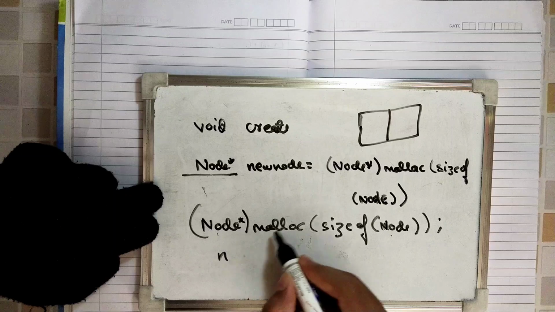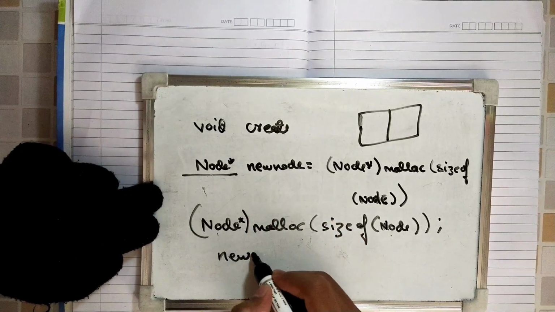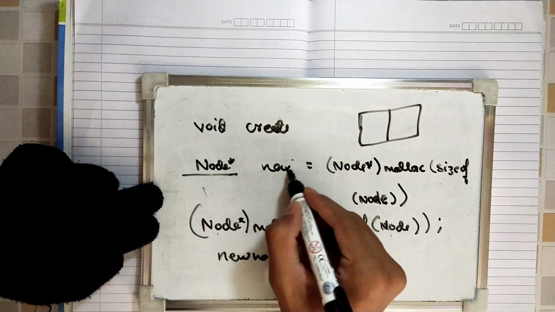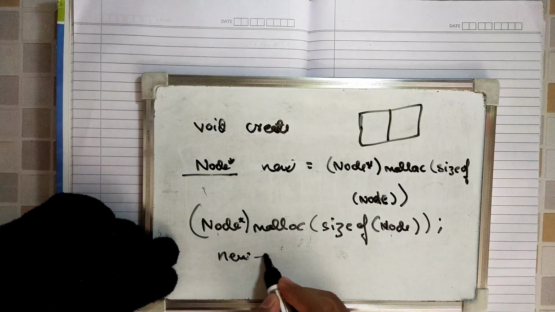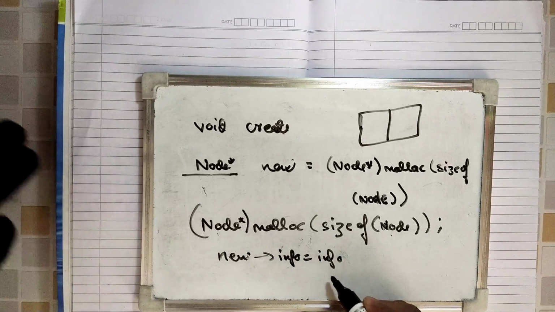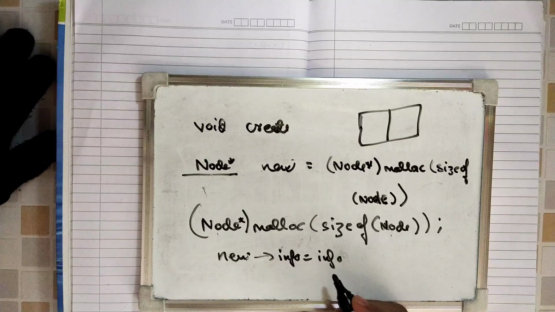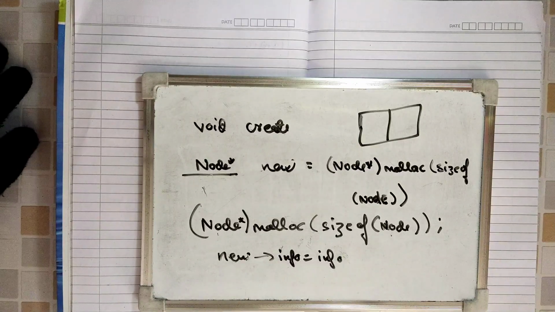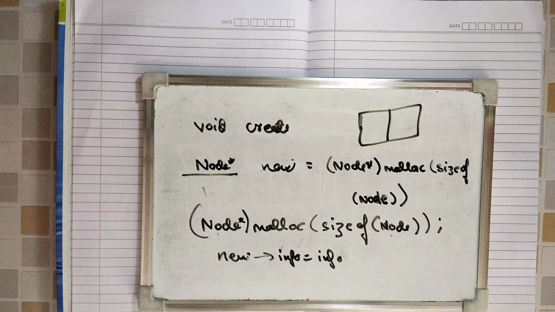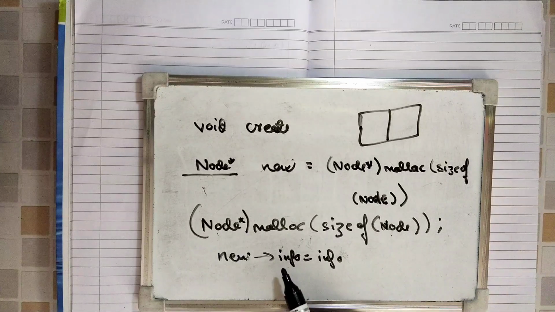Now what will I write? I have given the name new node, here I can give anything. I will just give new. If I give new, here only new of info is equal to info. Now what will come here? Usually in the main function we give, enter the item or enter the data to be inserted in the list. Then we write scanf percentage d ampersand info, like that. Whatever we write there will come here. This is only create now.